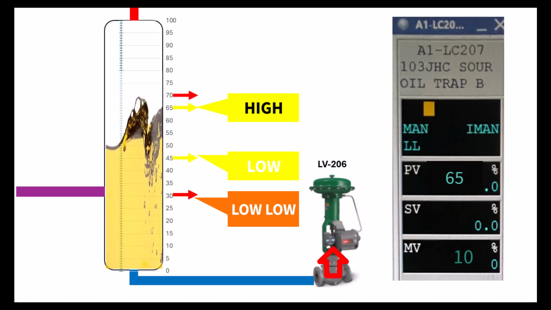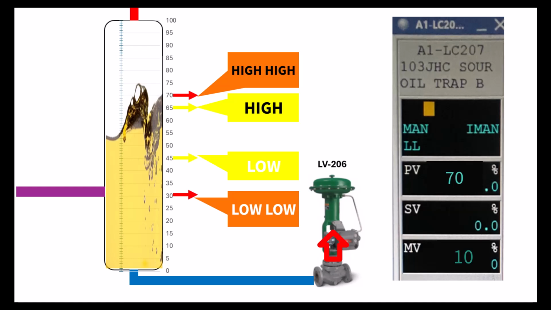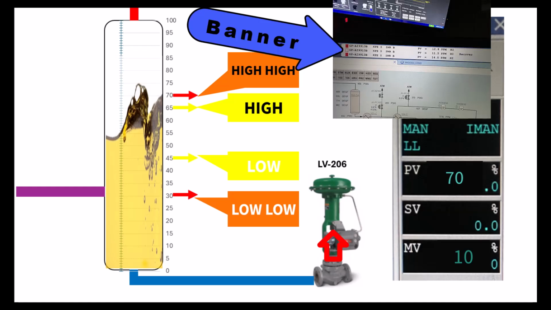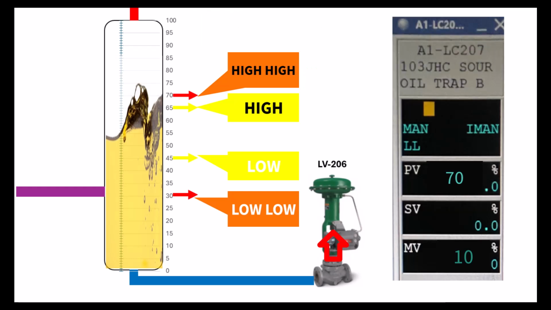If for some reason, this system was unable to move the level out of the sour oil trap, at 70%, the console operator would receive the high level alarm, which would alert with an audible alarm sound, and a message on the alarm banner. This would indicate that there is a problem with the system, the oil level is too high, which should initiate some troubleshooting by the operations team.